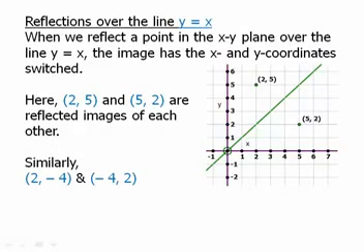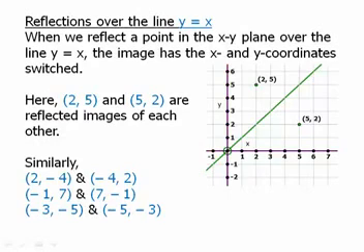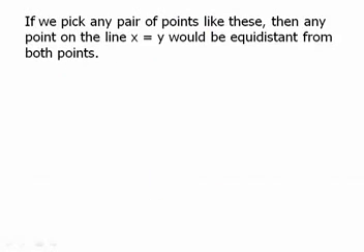Similarly, 2, negative 4 and negative 4, 2 would be reflections of each other over the line y equals x. Negative 1, 7 and 7, negative 1 are also reflections over the line y equals x. And negative 3, negative 5 and negative 5, negative 3 are also reflections over the line y equals x. If we pick any pair of points like these, then any point on the line y equals x would be equidistant from those points because it's a point on the mirror line. And as we said above, any point on the mirror line is equidistant from the original point and its reflected point.